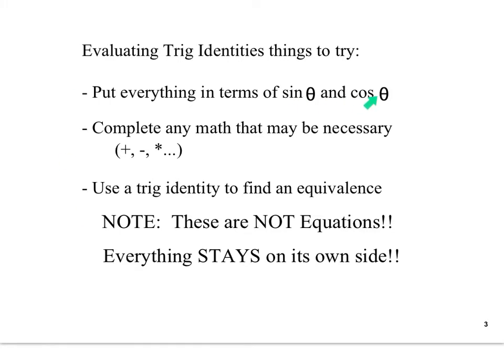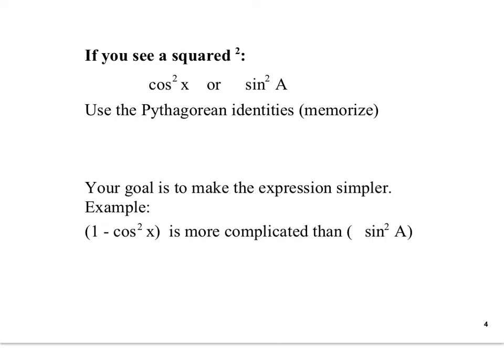First, we put things in terms of sine and cosine. So if we have a tangent, we're going to put it that way. Do any math. So you may have to add, subtract, multiply. And use a trig identity to find an equivalence. Do not switch sides. Everything stays on the same side. So that's the idea. So if you see a squared, use the Pythagorean identities that you should have memorized, or you are memorizing. Okay? And your goal is to make things simpler.